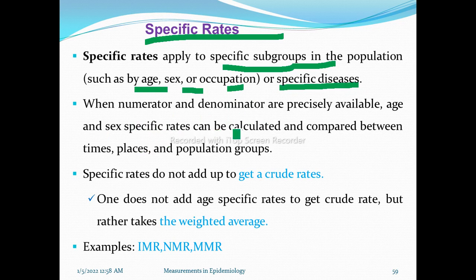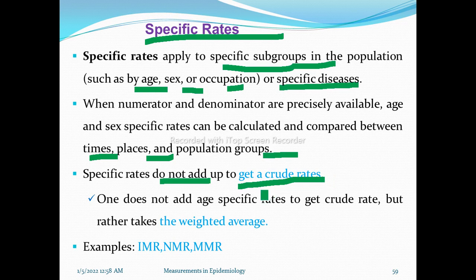Age and sex specific rates can be calculated and compared between times, places, and population groups. In the case of a specific rate, the numerator and the denominator should be available. Then we can calculate specific rates, age or sex specific rates, and then they can be compared. Specific rates do not add up to get crude rates.